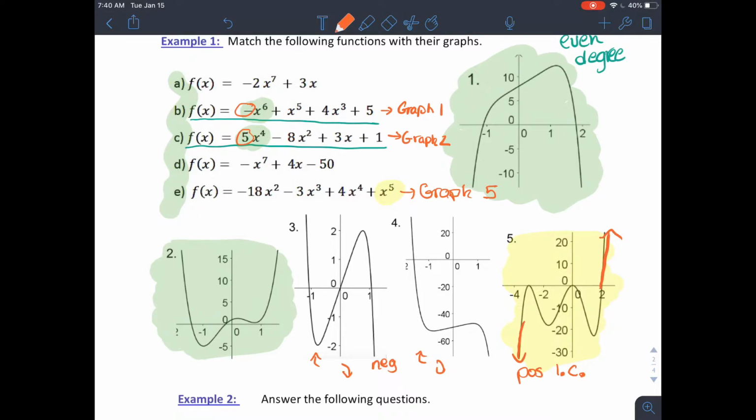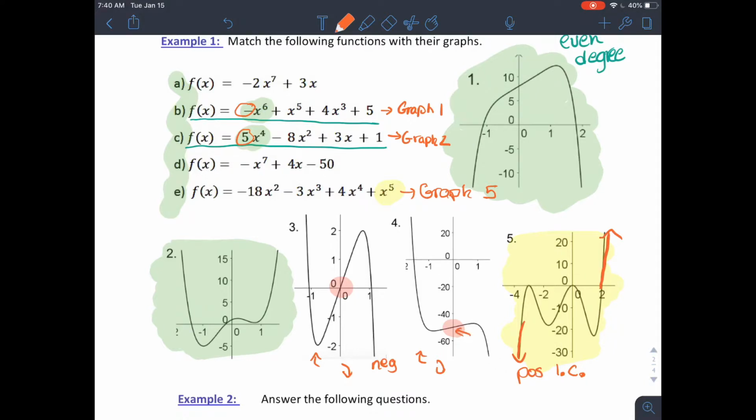The last two look pretty similar. They're both negative leading coefficients and odd degree. If you look at their y-intercepts though, one crosses at 0, 0, and the other one's down at like y equals negative 50.